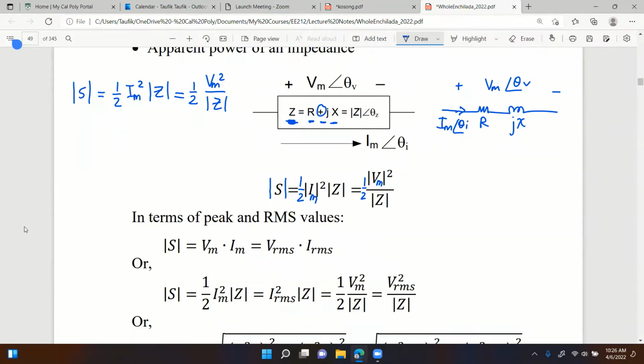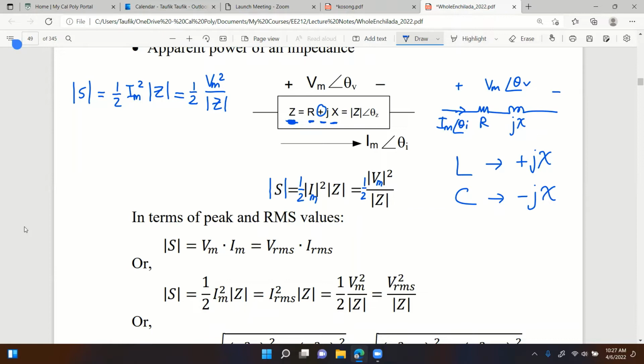Just a reminder here that when you have L, that would give you plus JX. If it's C, it will give you minus JX. Any questions? Maybe another reminder.